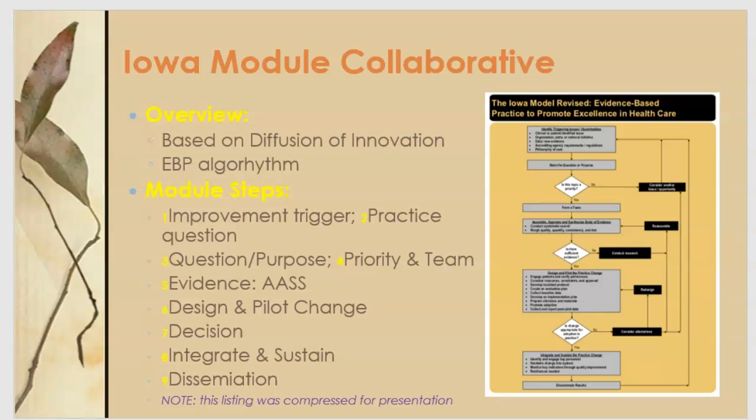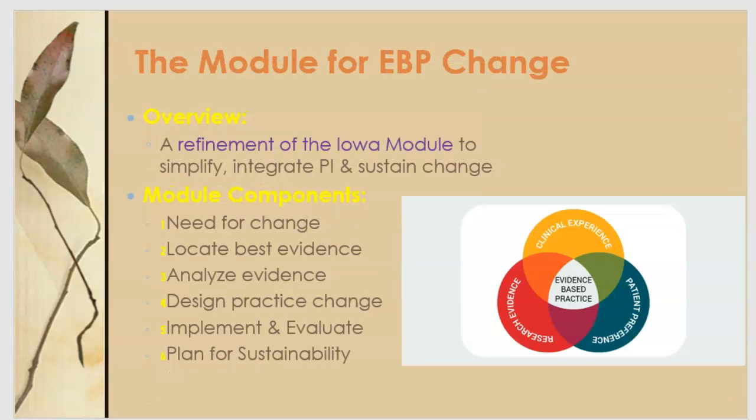If you move forward, and we'll go to the next model, that model is based on the Iowa framework. This one is entitled the Model for Evidence-Based Practice Change. Again, this came out of the Iowa model, but it is an attempt to simplify this. It is based also on performance improvement and the ability to maintain that change over time, that sustainable time.